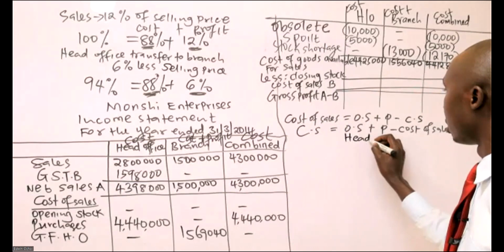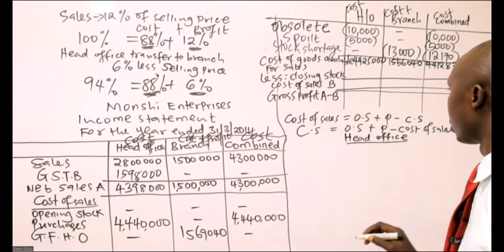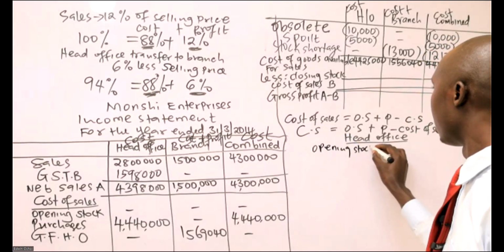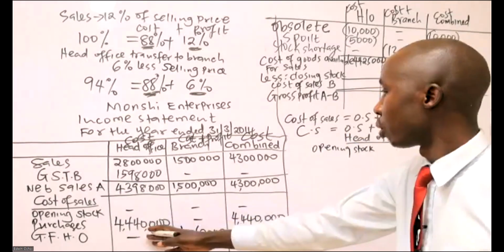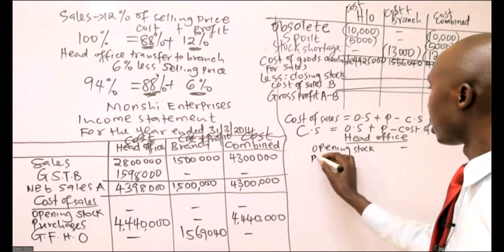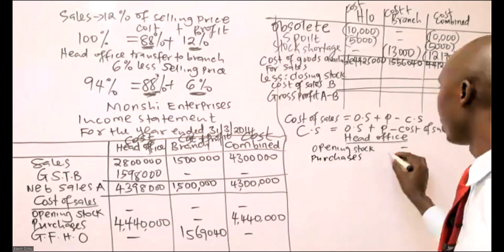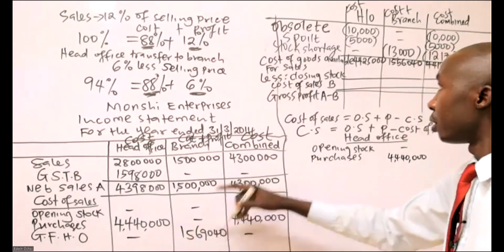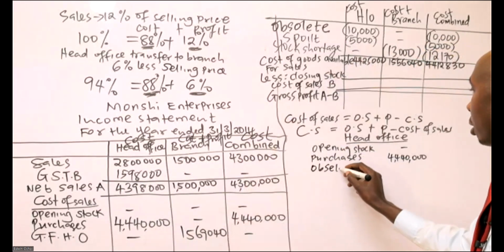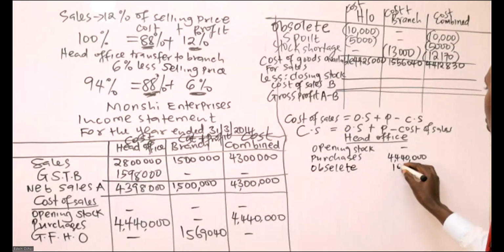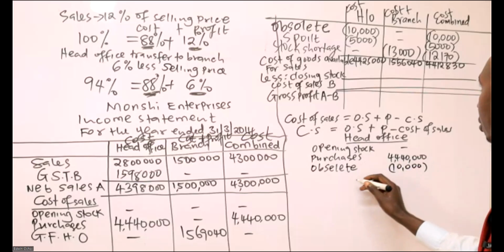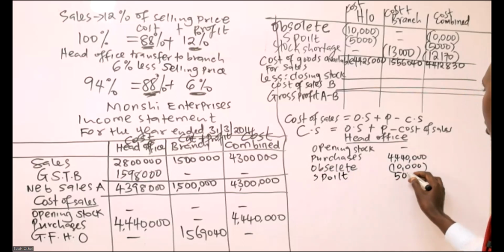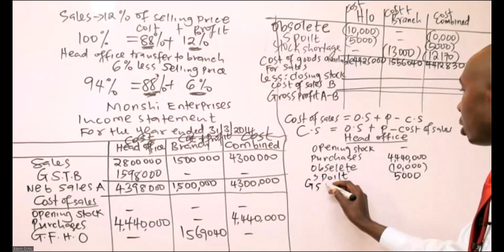So head office, for the novice, opening stock, we don't have opening stock, because this is what I will be copying from this statement. For the purchases, I said there was purchases of toys and packaging materials. So that is what gave us the 4,440,000. Then there's obsolete, which must reduce our stock. So we have the goods which were obsolete. We have a spoiled 5,000. And at the same time, there were goods sent to branch.